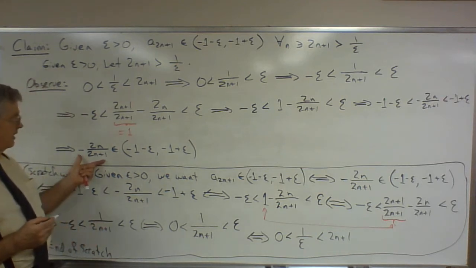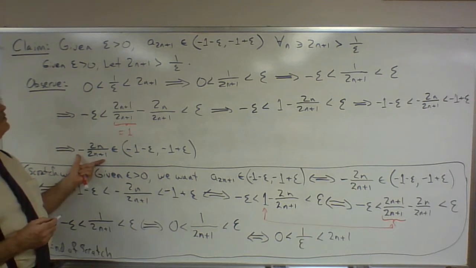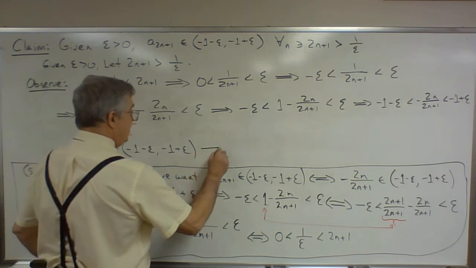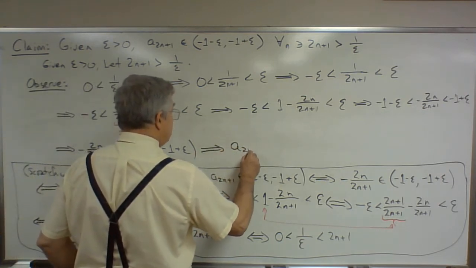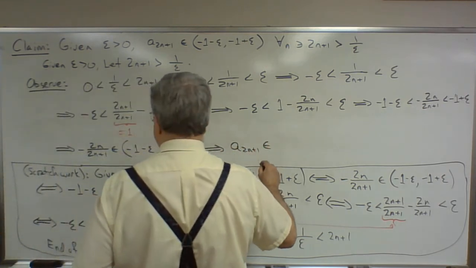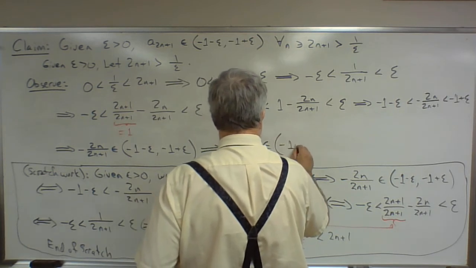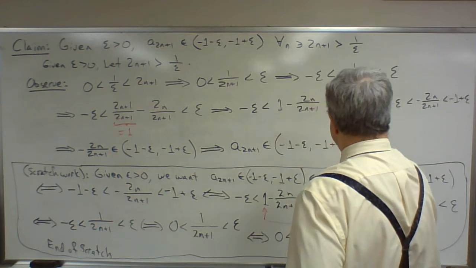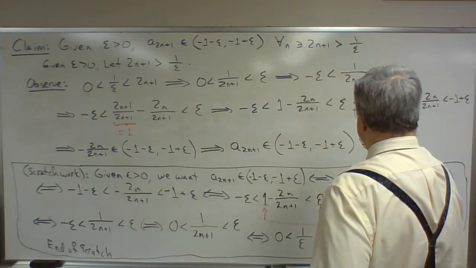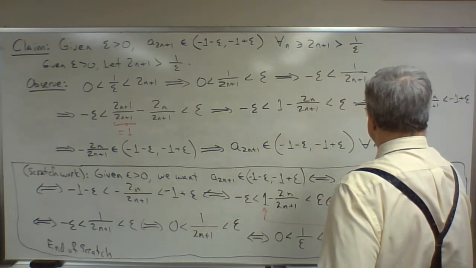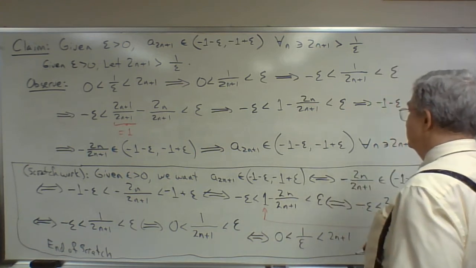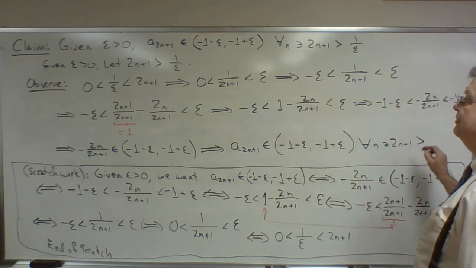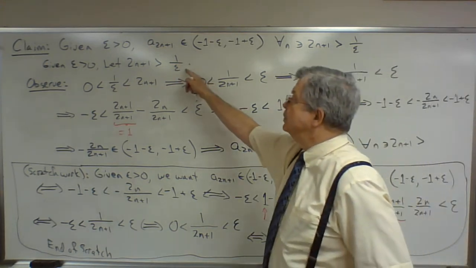And what is negative 2n over 2n plus 1? Isn't this just a sub 2n plus 1? So I'll write that. A sub 2n plus 1 is in the interval negative 1 minus epsilon, negative 1 plus epsilon for all n such that 2n plus 1 is greater than 1 over epsilon.